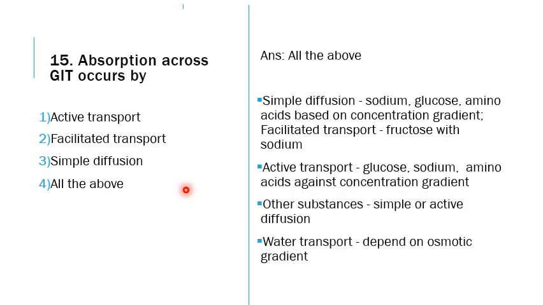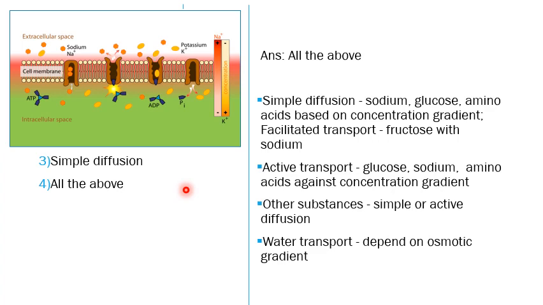Simple diffusion. If we see the simple diffusion, whichever nutrients are present on the extracellular side, that is in the lumen of the intestine, will easily pass through without any problem, as if there is no gate, no cell plasma membrane present. It will just pass through. So these nutrients are sodium, glucose and amino acids. But this will occur only when the concentration gradient is favorable. That is when there is a lower concentration of those molecules within the cell, and a higher concentration is present in the lumen. Only then this occurs.